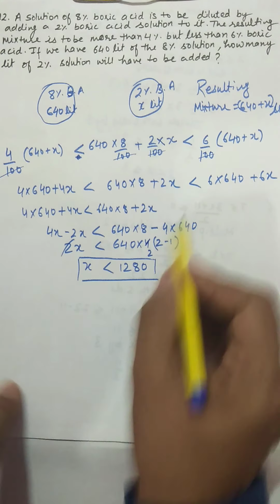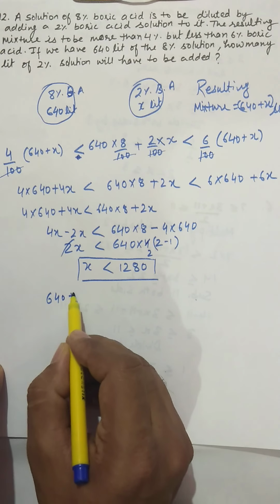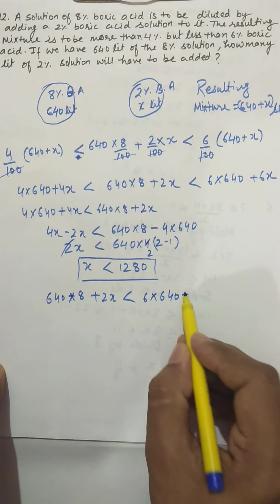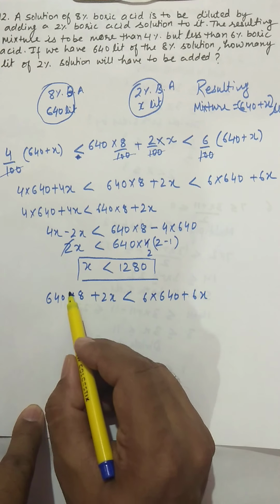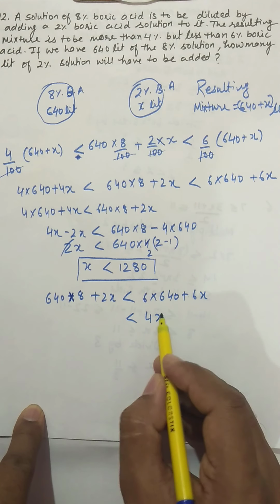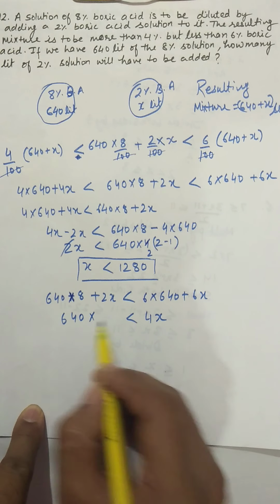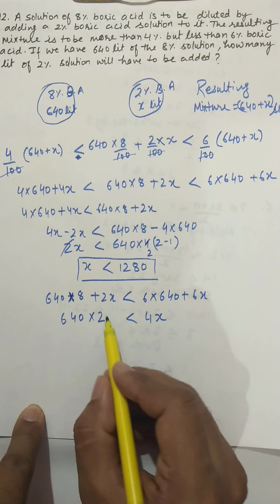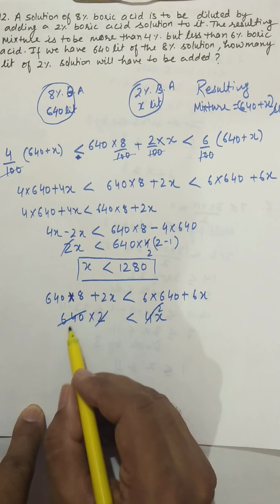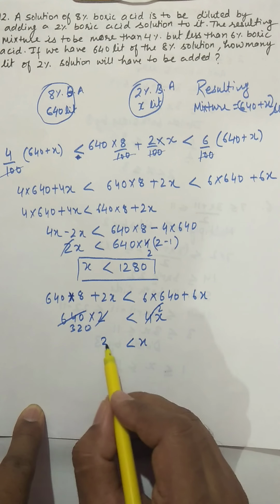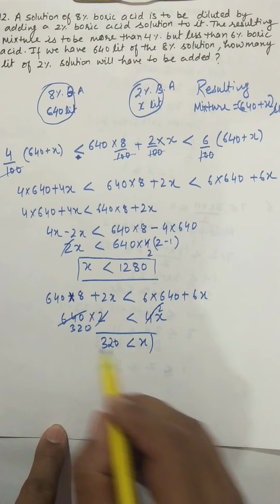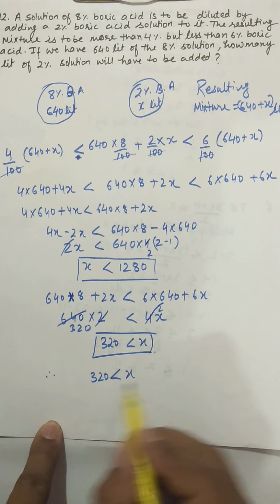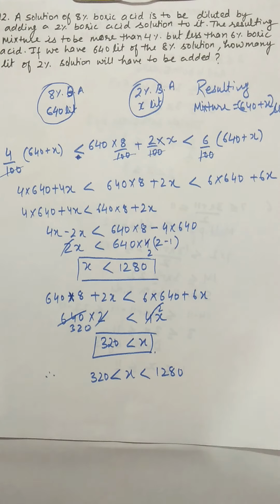Now the second part is 640 into 8 plus 2x less than 6 into 640 plus 6x. This time we can take this side. So this is going to be 4x and 6 into 640, and 8 minus 6 is now 2. You can simplify this, 2 and 2 cancel, this is 320. So x is greater than 320. So your second condition has come. Therefore the quantity should be greater than 320 liters and less than 1280 liters.